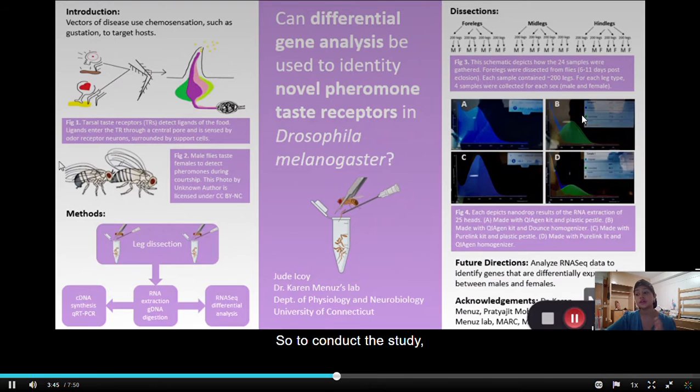To conduct this study, the following workflow is implemented. First, we're doing a lot of dissections. Figure 3 is a schematic of how those dissections actually worked. We're dissecting 4 samples of the forelegs, mid-legs, and hind legs.